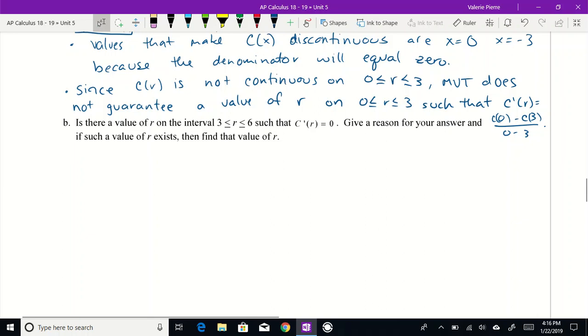Okay. Part B is asking, is there a value of r on the interval 3 to 6 such that the derivative of r is equal to 0? This is now asking us, does Rolle's theorem apply?